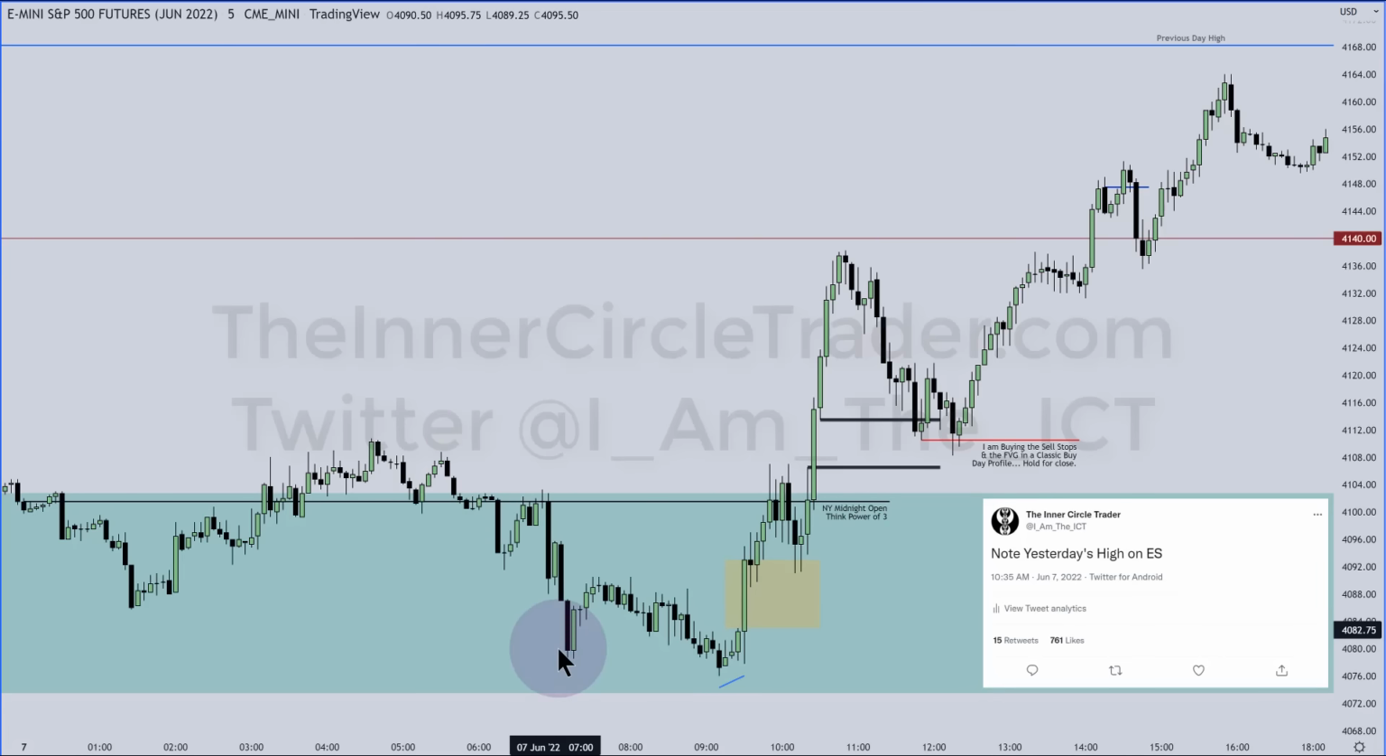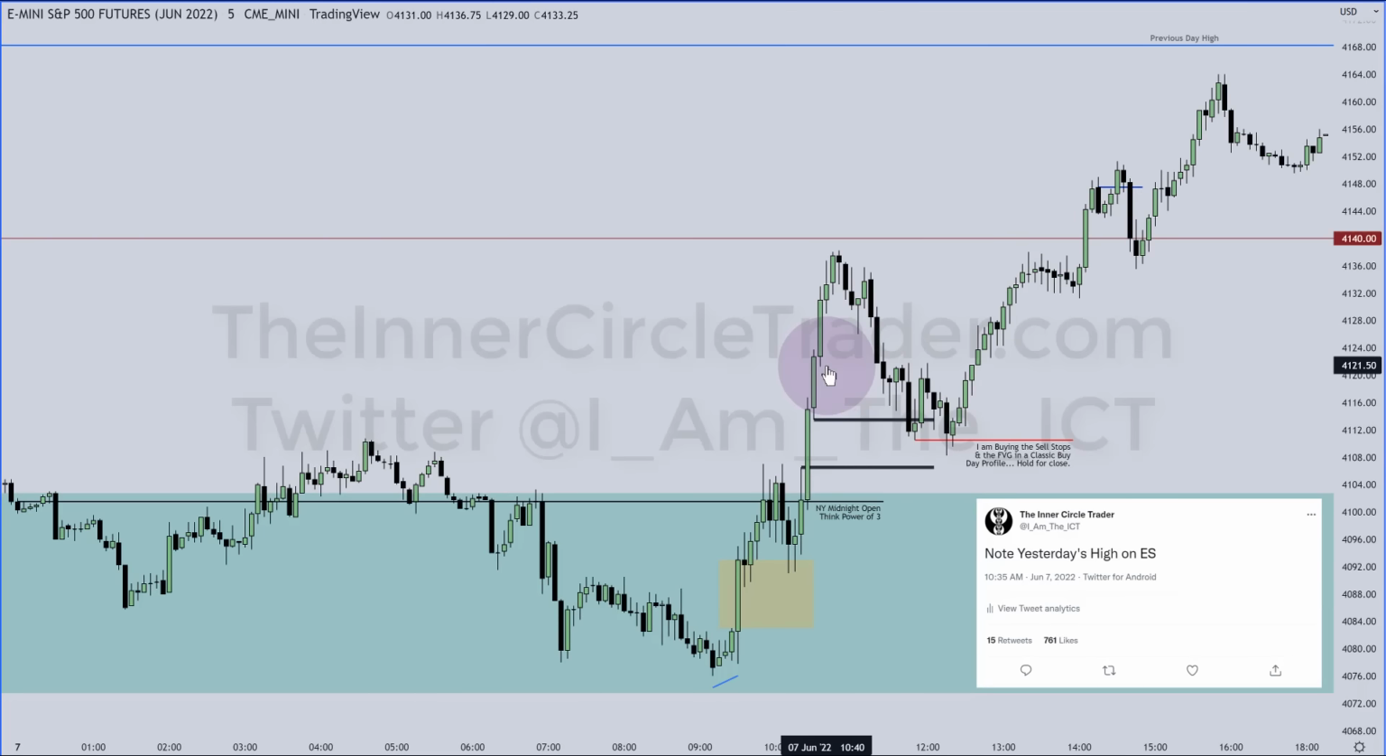Right in here. Boom. And then boom. And then it drifted down to it here and made a low of 40.76 even. It didn't break out below the fair value gap that's formed on the daily chart. That's again that shaded area here. And I have this tweet here so you can see that's the time at 10:35. That's when I said note yesterday's high. So that is there on this candle right here, 10:35. I'm tweeting note previous day's high.